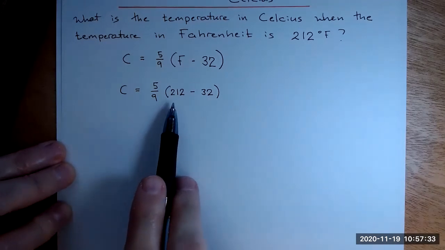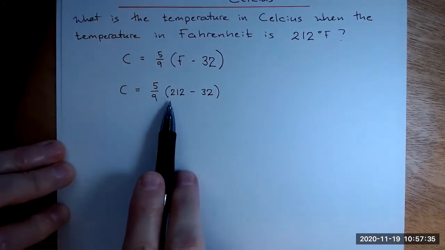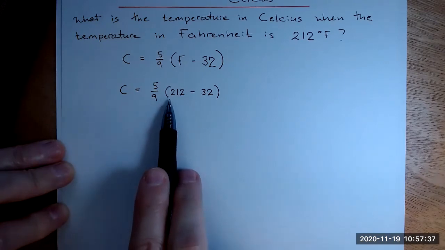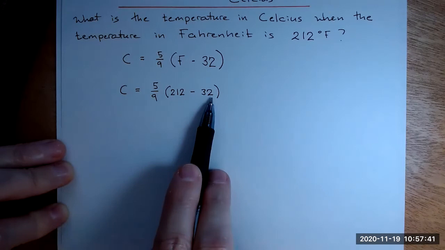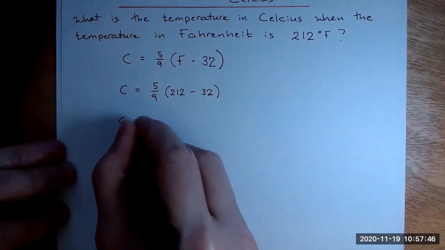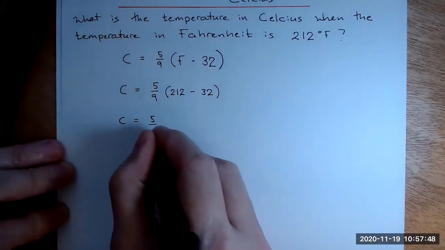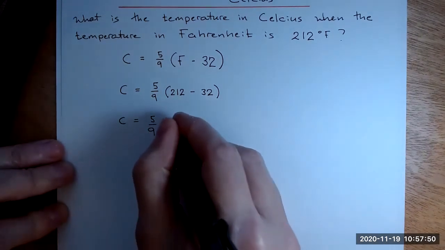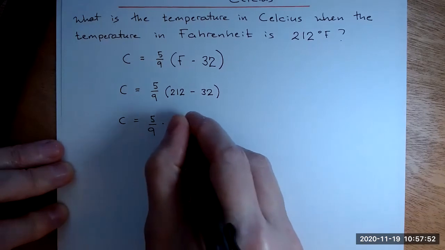So from the previous chapter, we learned the order of operations. You simplify the inside of the parentheses first. 212 minus 32 is 180. So 5 over 9 times 180.